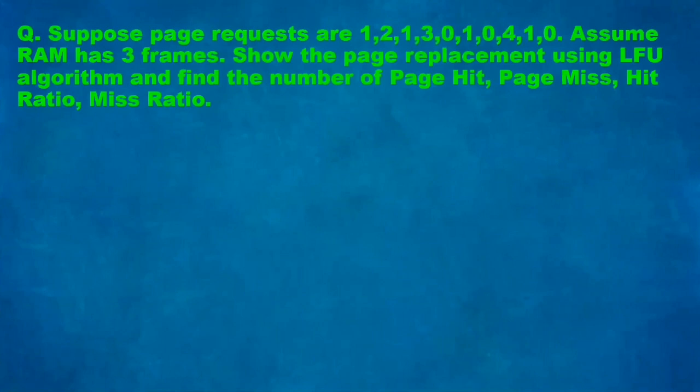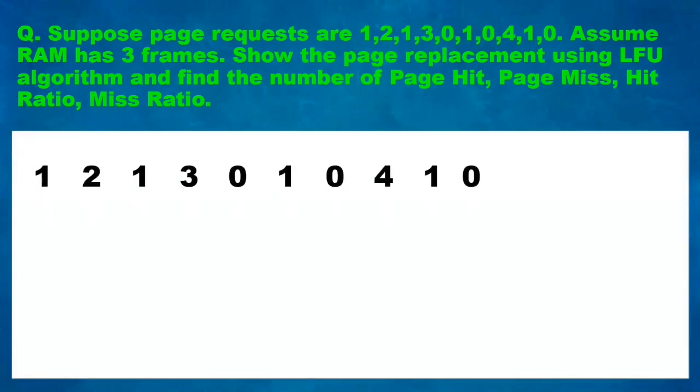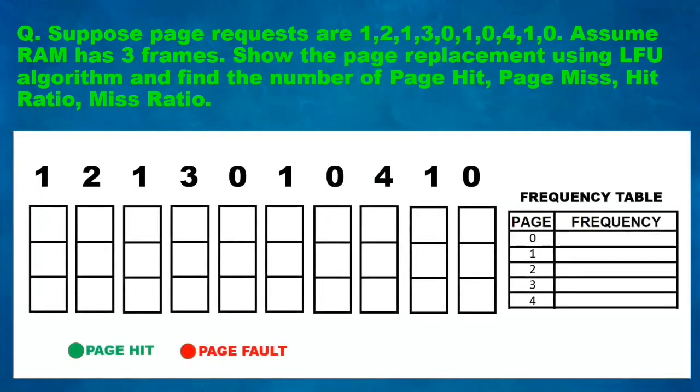Okay, so suppose page requests are 1 2 1 3 0 1 0 4 1 0. Assume RAM has 3 frames. Show the page replacement using LFU algorithm and find the number of page hit, page miss, hit ratio, miss ratio. Okay, so these are our page requests. RAM has 3 frames. Green denotes page hit, red denotes page fault, and here is a frequency table. This frequency table will remember the frequency of each page.